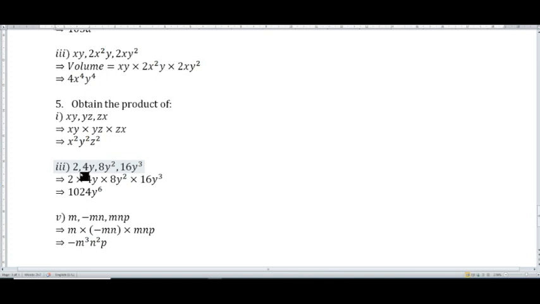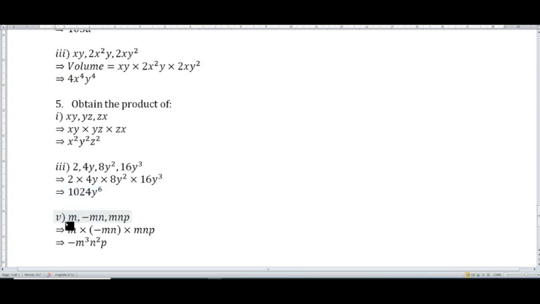And in sub number 3, 2 into 4y into 8y squared into 16y cubed, we have to multiply it all together. So here the numerical coefficients are 2, 4, 8, and 16. If you multiply it all together, 2 4s are 8, 8 8s are 64, 64 16s are 1024. So 1024 is the product of coefficients, and the variables here, y is there, y squared is there, y cubed is there. All together we have 6 y's. So the answer will be 1024 y to the power 6.